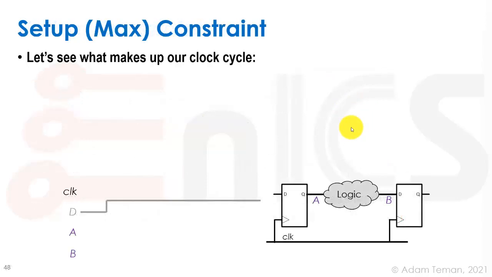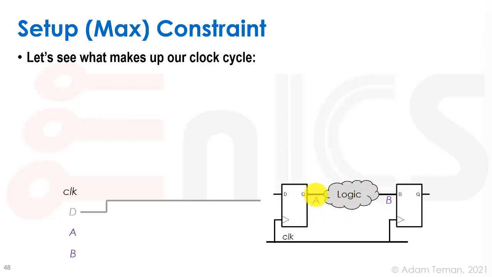So let's see what makes up our clock cycle when we're discussing a max delay constraint. Okay, so we just have our input here, and what I draw as the input is just any type of input that I decided on. So we have a D that is going to rise at some point. And again, this is our single path from one flip-flop to another flip-flop.